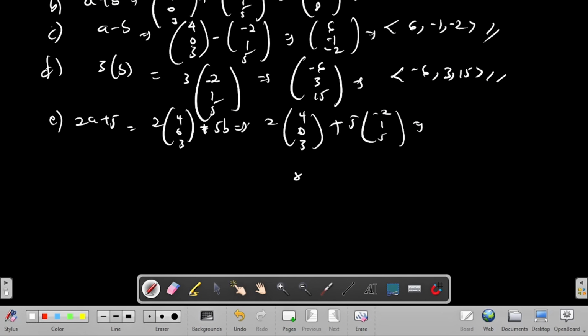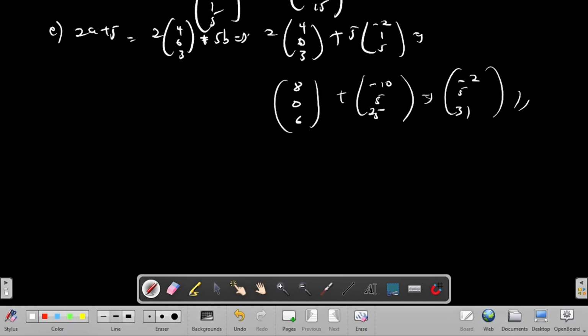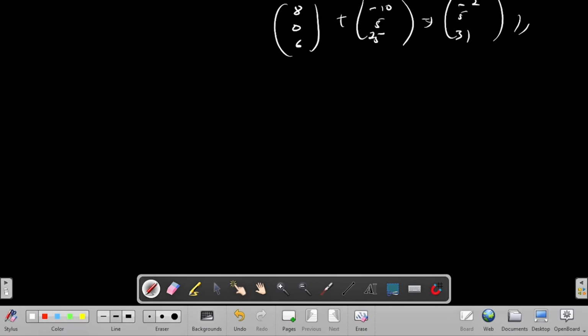So 2 times 4 is 8, 2 times 0 is 0, and 2 times 3 is 6. Plus 5 times negative 2 is negative 10, 5 times 1 is 5, 5 times 5 is 25. This gives me 8 minus 10, which is negative 2, 0 plus 5, which is 5, 6 plus 25, which is 31. As simple as that. So yes, these are fundamental stuff you have to know in vector algebra for short. Let's look at a few properties of vectors, then we wrap up this lesson.